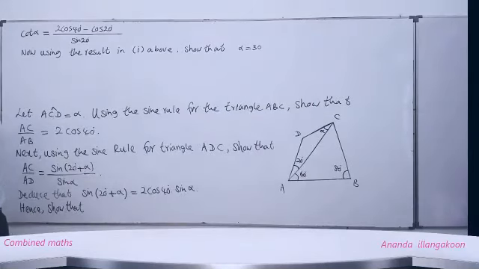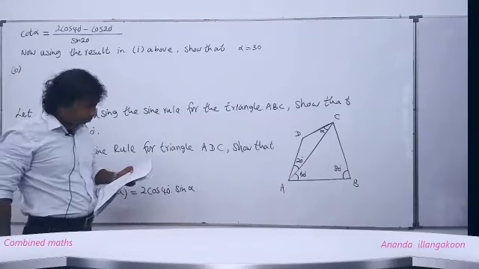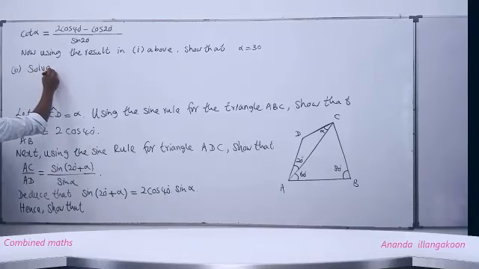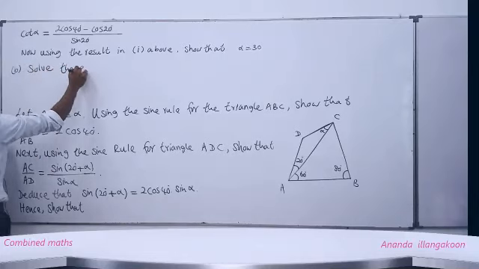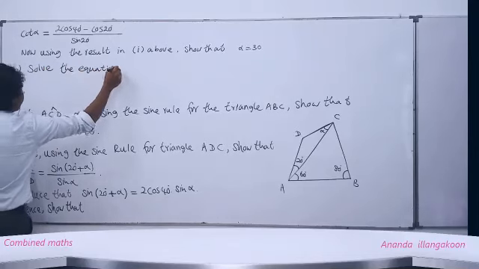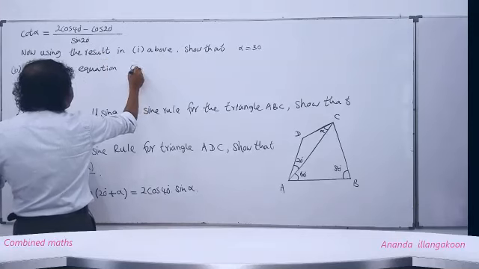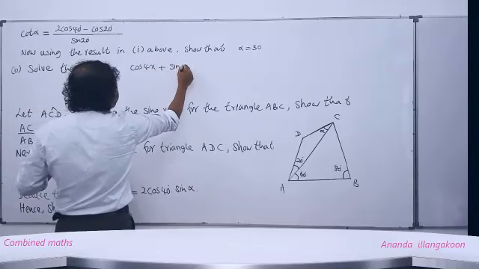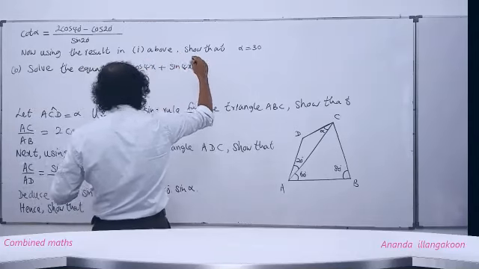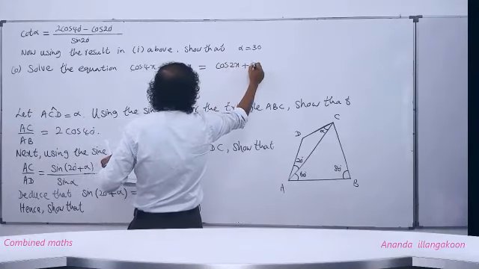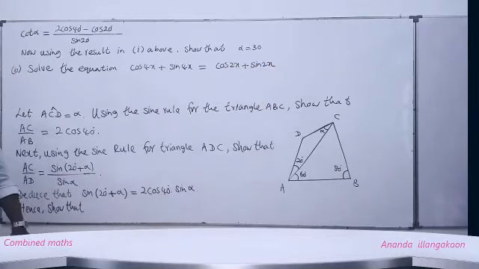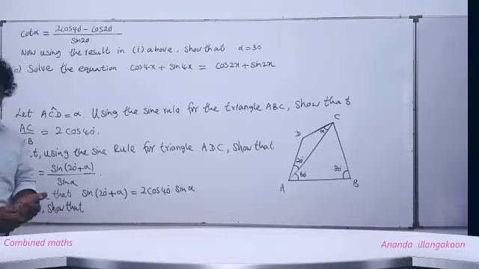Part B. Solve the equation cos 4x plus sin 4x is equal to cos 2x plus sin 2x. This was, people, the question. Right. Here's the question, people.